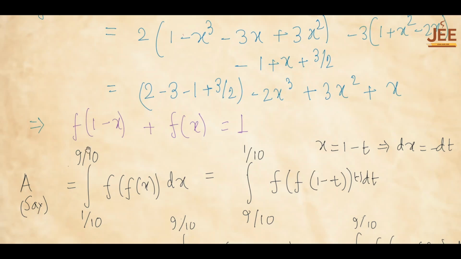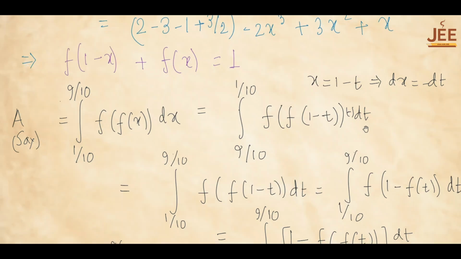So once we get this, the first idea that should strike our mind is to replace x by 1 minus something, say 1 minus t. So here dx is negative dt. Let us say this integration is A. So replacing x by 1 minus t, and therefore changing the limits, also changing the dx to minus dt, we get this. And next we'll take this minus and switch these limits.